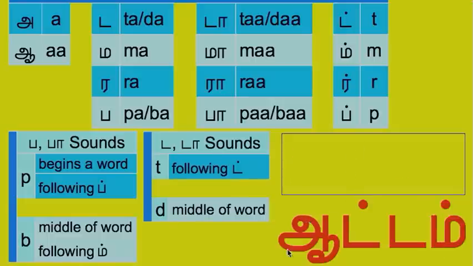Next. The first letter is this new vowel we've learned, the long aa sound. So we'll write that with two A's. The next letter is it, and it's immediately followed by the ta sound. Because it follows the it, we know it's the ta sound. So it, ta, and then im. So aat, ta, im, aattam, which means dance.